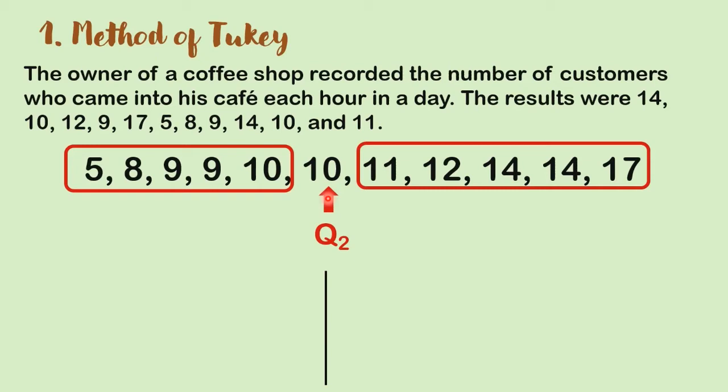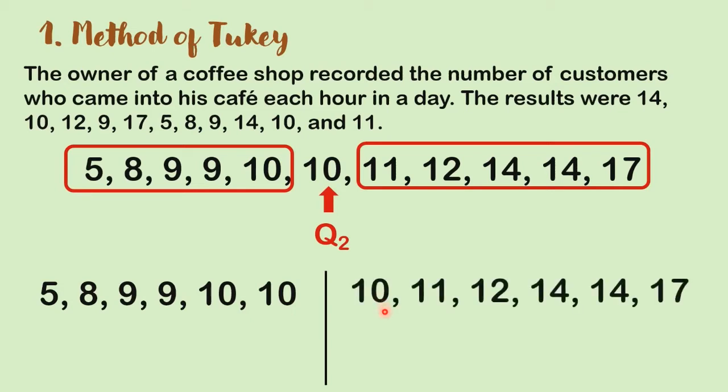Okay, so you consider the first half including the median. What do I mean by that? Eto, you see, you have 5, 8, 9, 9, and then 10, and then this is the median. Okay, and then on the other side, we write the second half of our data, including the median. So that's why we have 10, 11, 12, 14, 14, and then 17. Okay? And then, itong first half at saka itong second half, hahatiin lang natin ito into 2 equal parts.